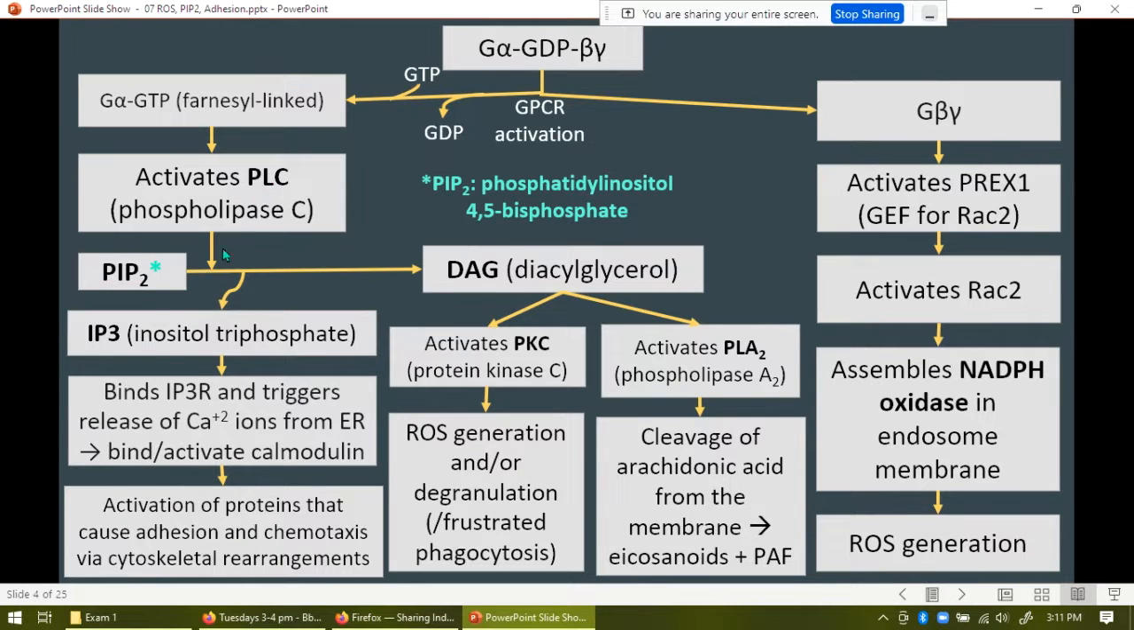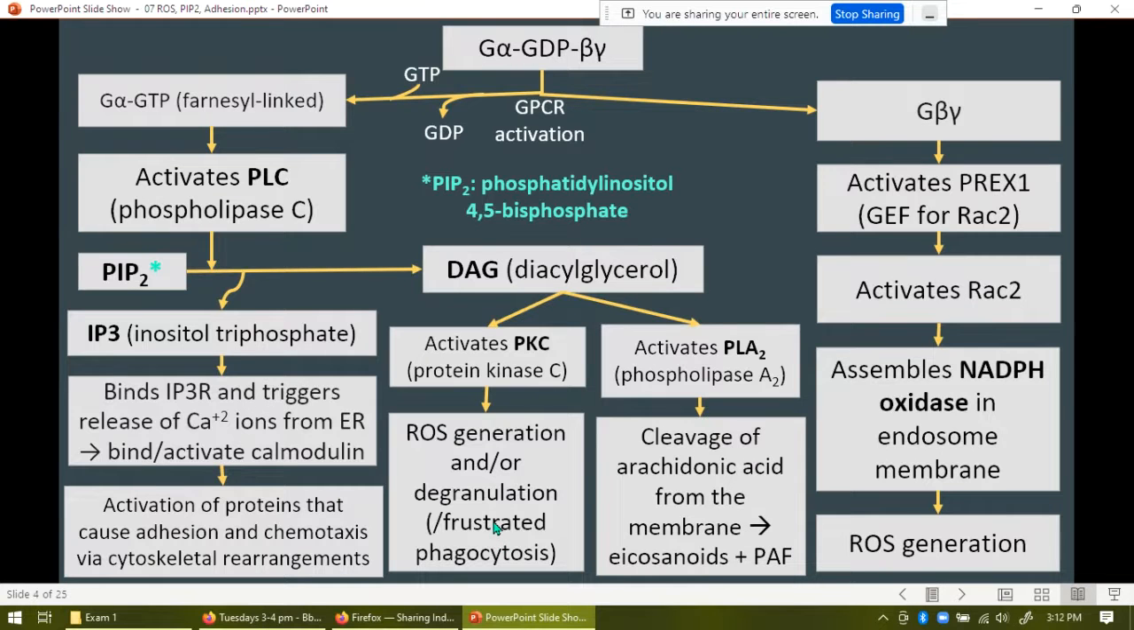PIP2 is cleaved by phospholipase C into IP3, which does all that, but it's also cleaved into diacylglycerol, DAG. DAG is still a hydrophobic molecule, so it stays in the membrane. It has two things that it does. First of all, it activates protein kinase C, PKC. And PKC generates reactive oxygen species and/or induces degranulation of the cell by mobilizing granules. Okay.